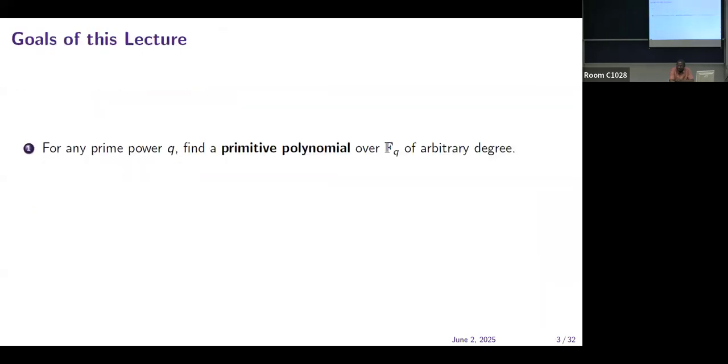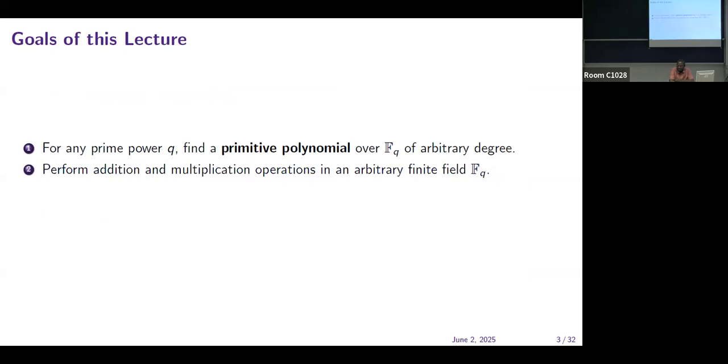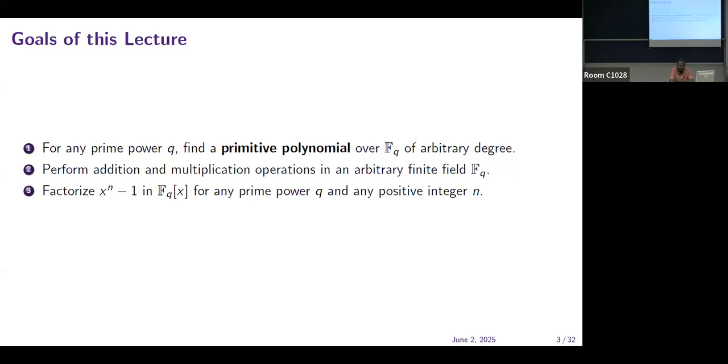Objectives of this lecture: firstly, we construct primitive polynomials over a finite field of order q. Second, you perform addition and multiplication operations in any arbitrary finite ring. Finally, we factorize x power n minus 1 in polynomial rings over the finite field F_q for any prime power q and any positive integer n.